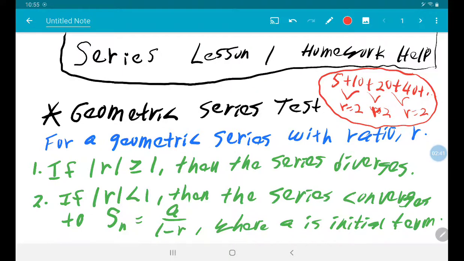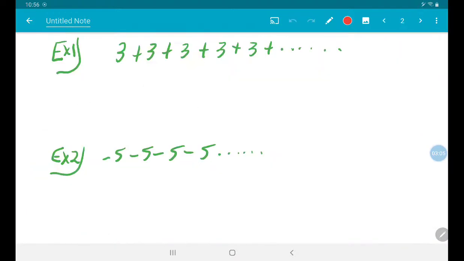Now, the second part of it is if the absolute value of the ratio is less than 1, the series converges to S sub n equals a over 1 minus r. S sub n means the sum of n terms. r is your common ratio, and a is your initial term. Let me walk you through how this works.